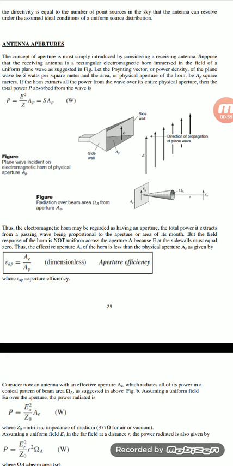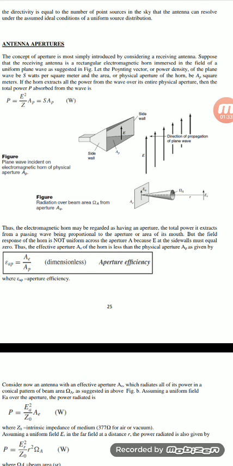At the same time, the back side is the same. E into E square by Z, into AP. The wall ground side area means A square, so P equal to E square by Z into AP. S equal surface means E and AP, A square by Z, that is the P value. Figure: plane wave indicated on the electromagnetic horn of the physical operator AP.